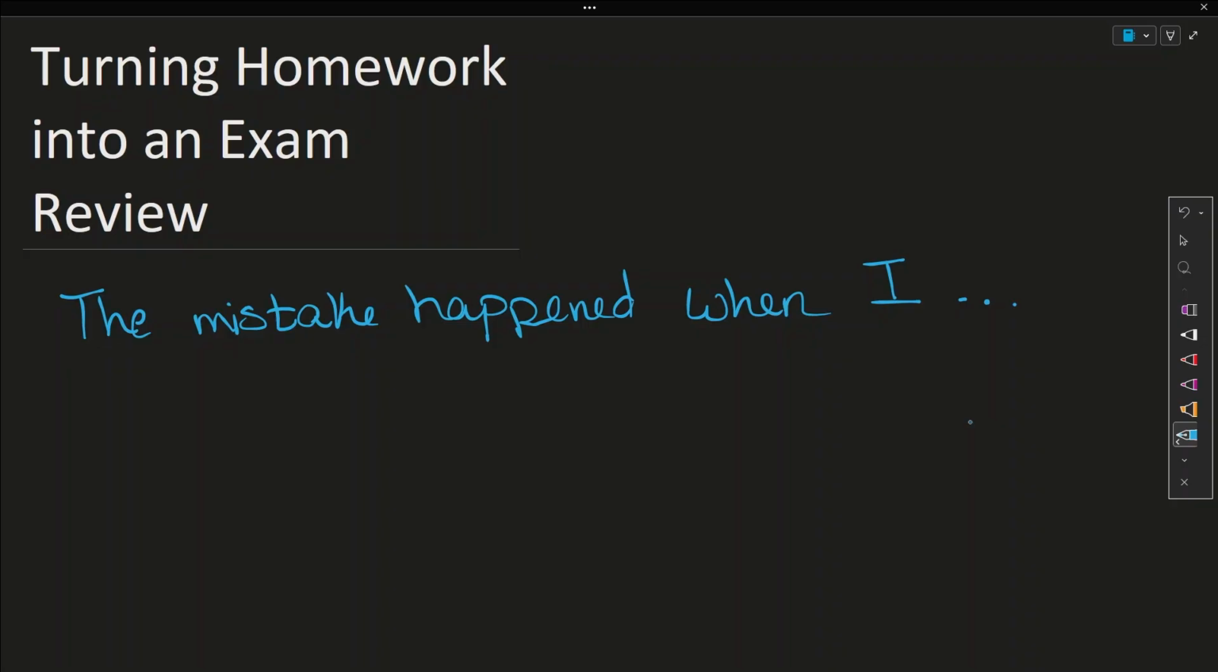Instead, complete this sentence. The mistake happened when I. Then complete this sentence. Next time, I will. For example, the mistake happened when I multiplied the exponents instead of adding them. Next time, I will write the exponent rule beside the problem before simplifying. This helps you turn feedback into a strategy.